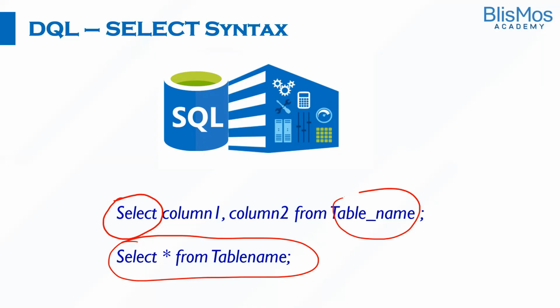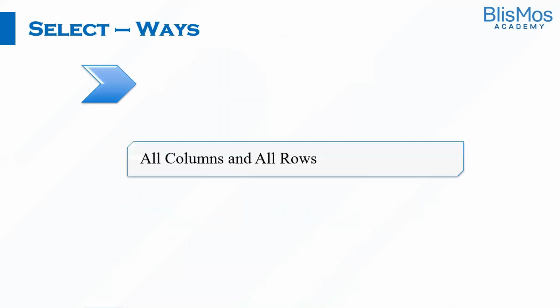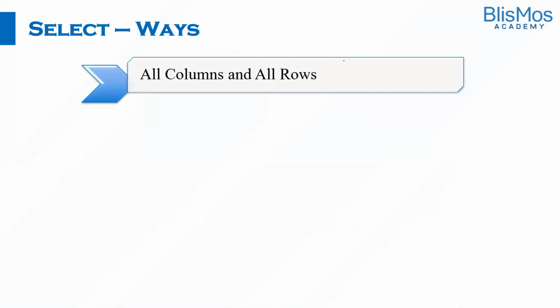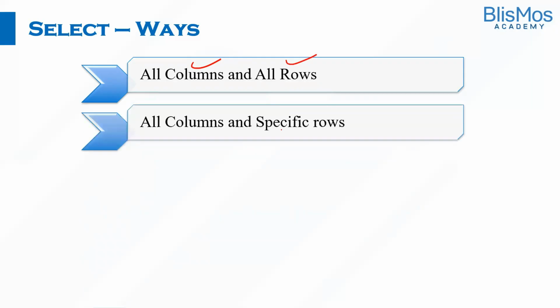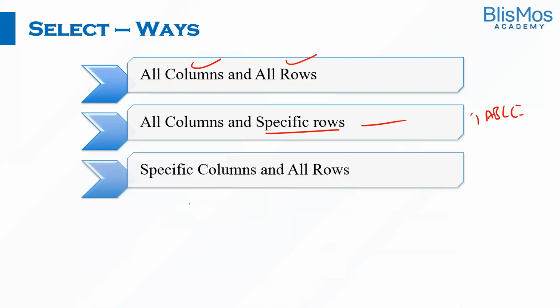Yes, it is. You may be wondering, there may be various ways of retrieving the data from a table in a database, right? Yes, there are. Let us look at what are the different ways. We can retrieve or select all the columns and all the rows from any database object. We can retrieve all columns and specific rows from a table. We can retrieve specific columns and all rows from a table.